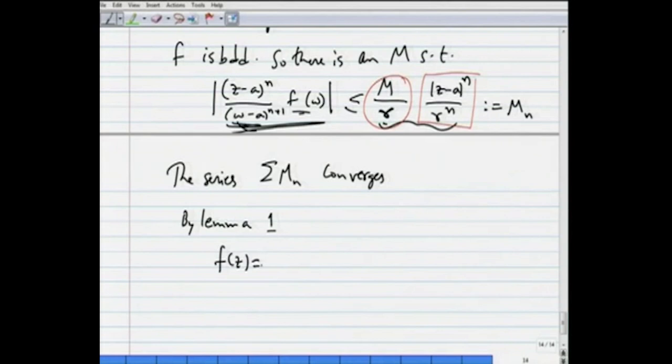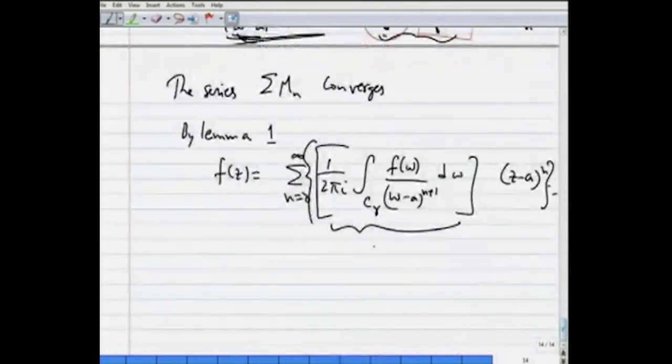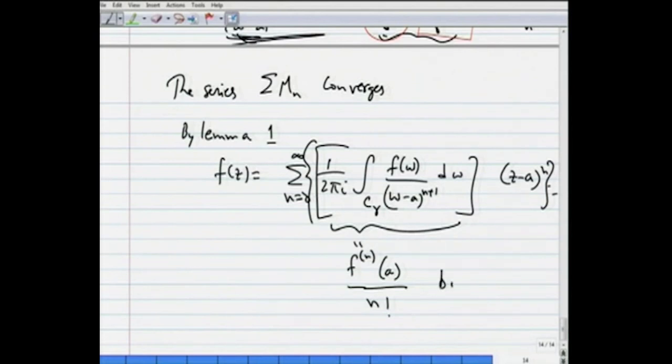f of z is actually equal to sigma n equals 0 through infinity of 1 by 2 pi i times the integration over CR of f of w by w minus a raised to n plus 1 dw, times z minus a raised to n. So, I will put this within parentheses times z minus a power n, and everything is in sigma. And this much, from Cauchy's integral formula, we recognize to be the nth derivative of f at a divided by n factorial. This is equal by Cauchy's integral formula for higher derivatives. So, we proved all our assertions, and that proves Taylor's theorem.